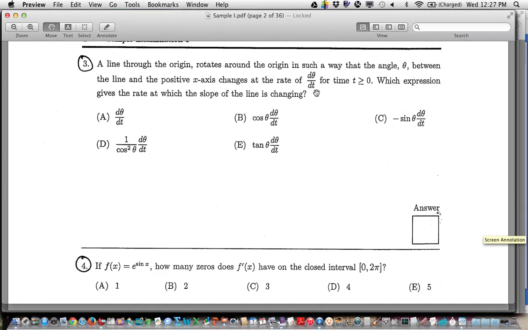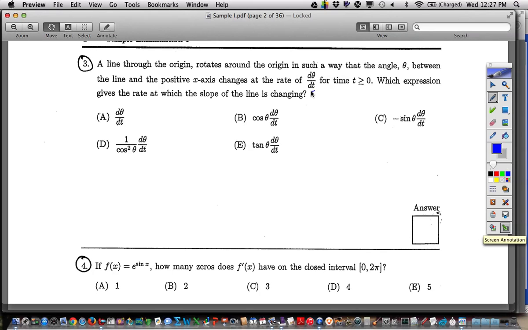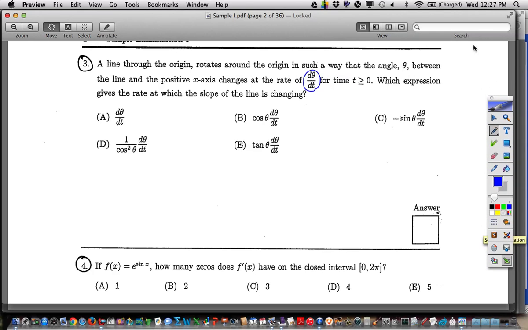Now, what's d theta dt mean? With respect to t. So another way of writing that is what? What's another way of writing d theta over dt? Theta prime, right? Theta prime of t, right? Theta prime. So that's another way of writing that.